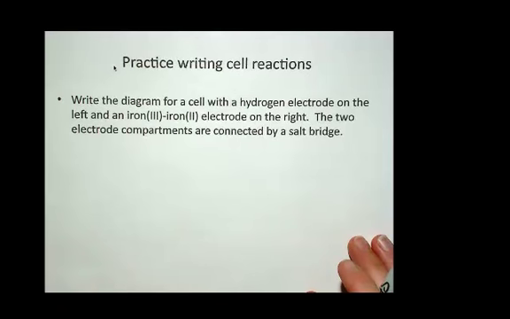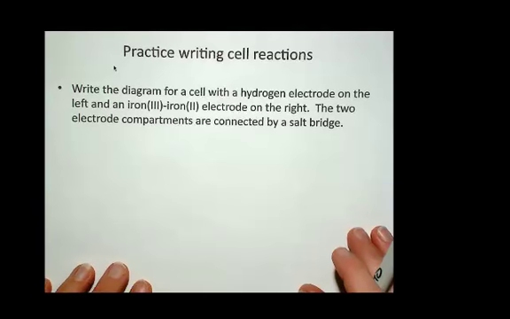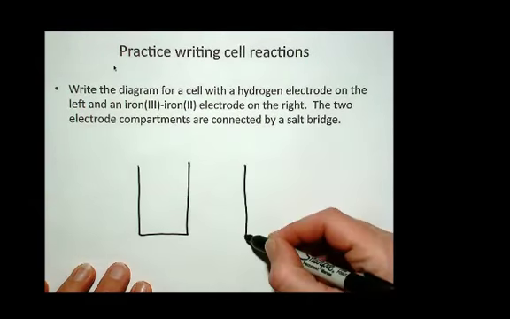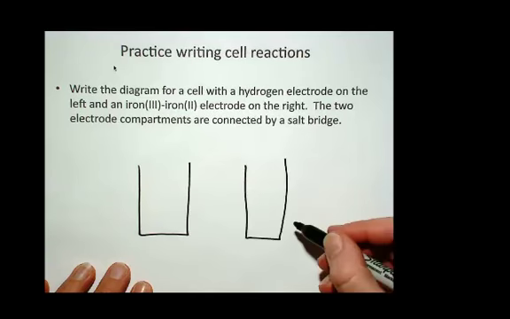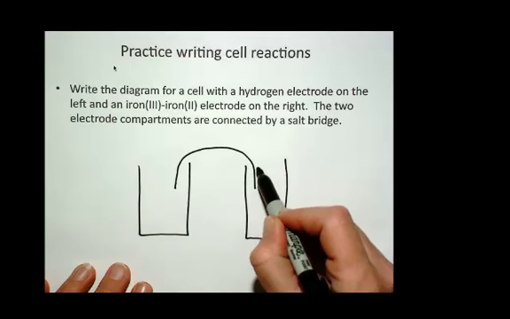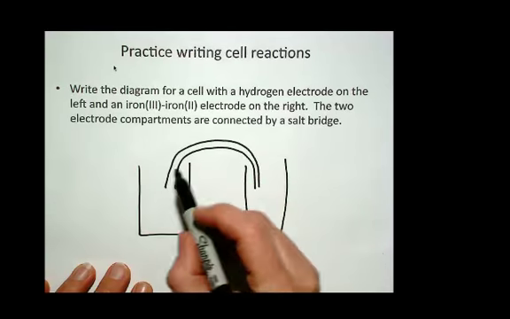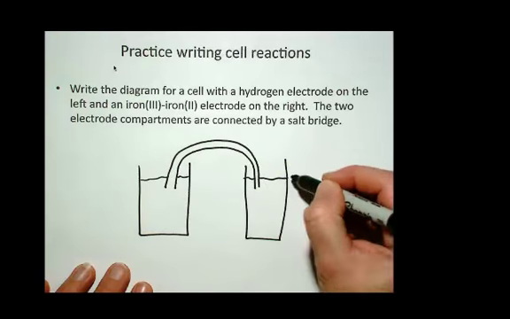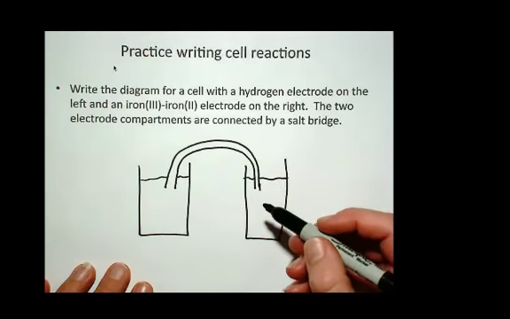So this is like a galvanic cell with a hydrogen electrode on the left, which would be the anode, and an iron 3, iron 2 electrode on the right. That would be the cathode. The two electrode compartments are connected by a salt bridge. Given those words, I know I'm going to have two physically separated compartments, a salt bridge connecting the two, and some liquid for the ions to move around in.